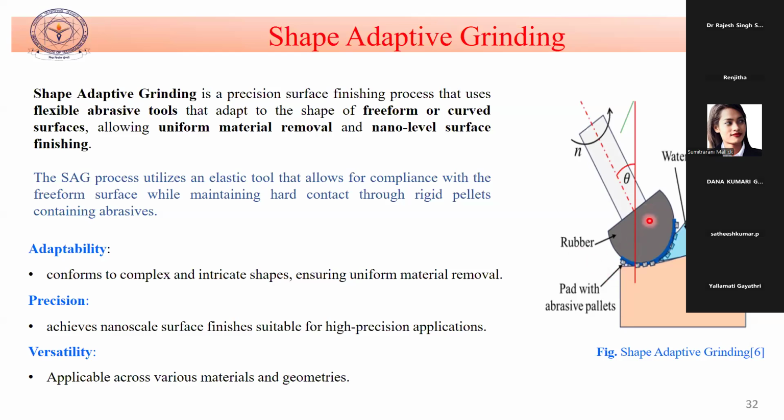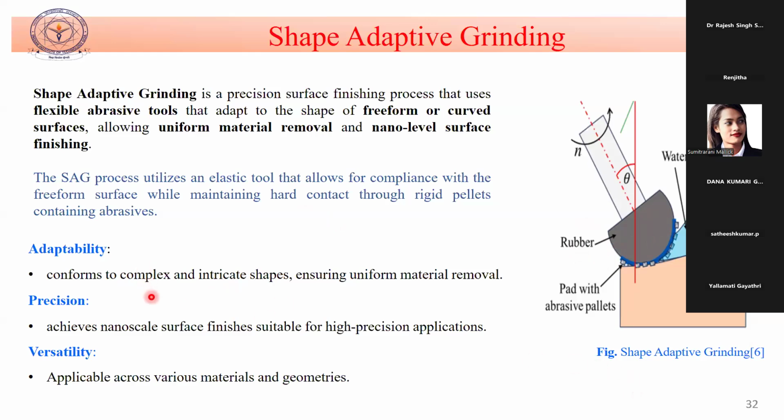So there is an elastic tool material, and the outside of this tool material is covered by some abrasive pad. Pad means something like abrasive cloth or abrasive paper. By that they are doing this process. The name is shape adaptive grinding.